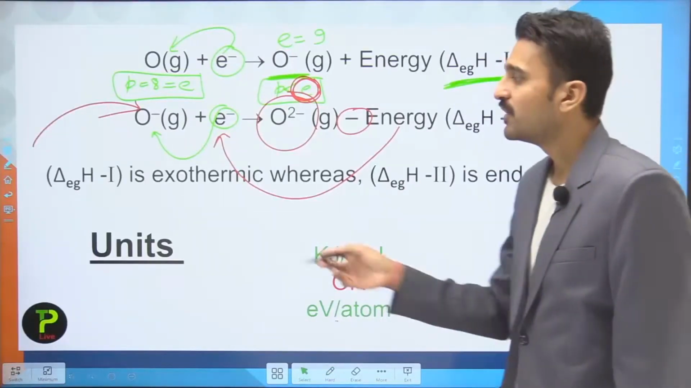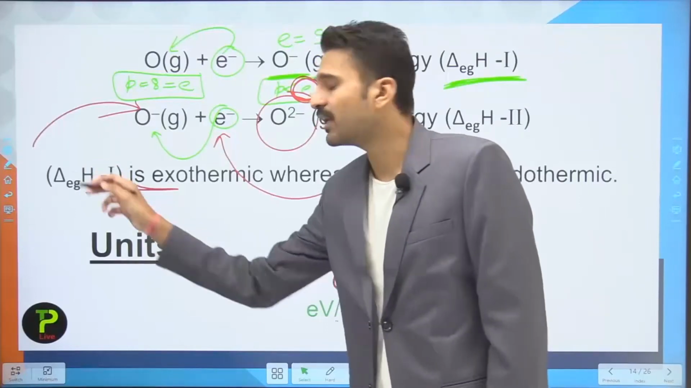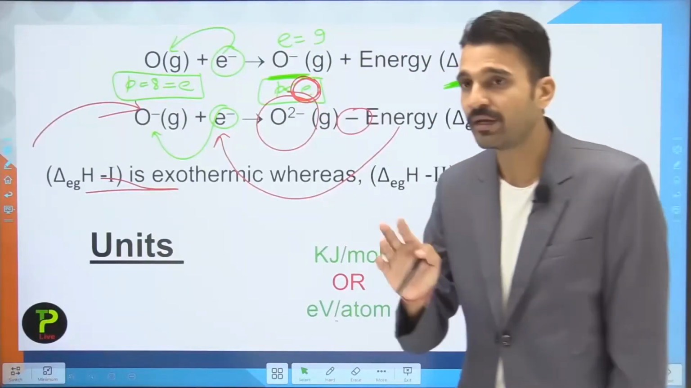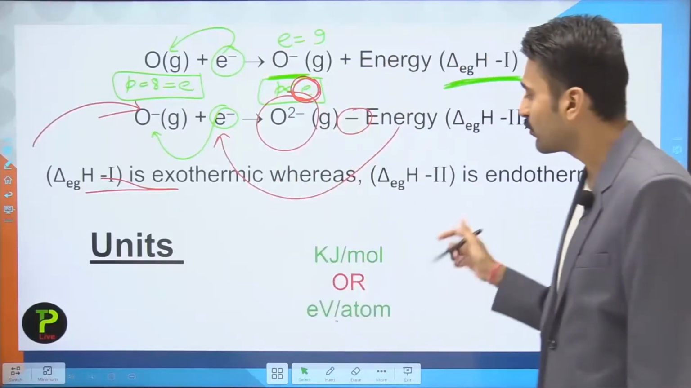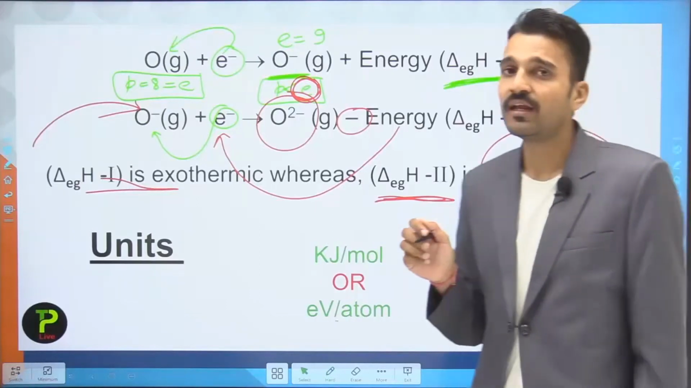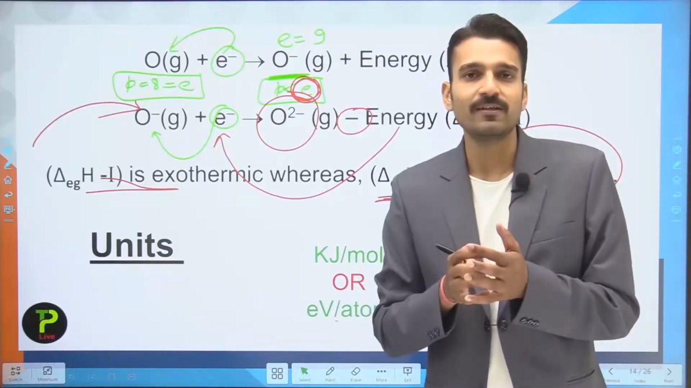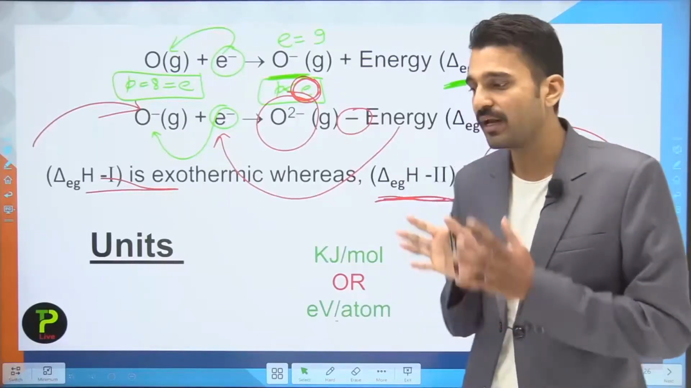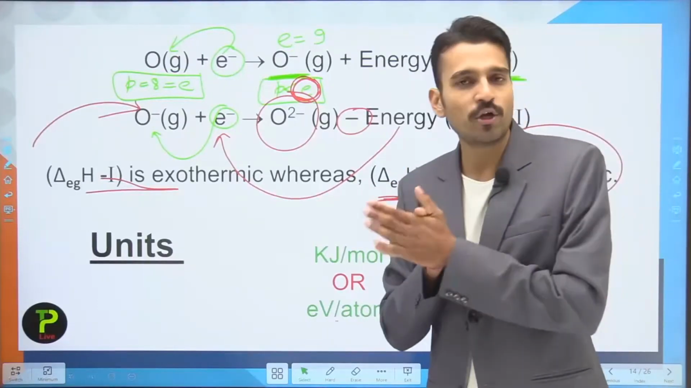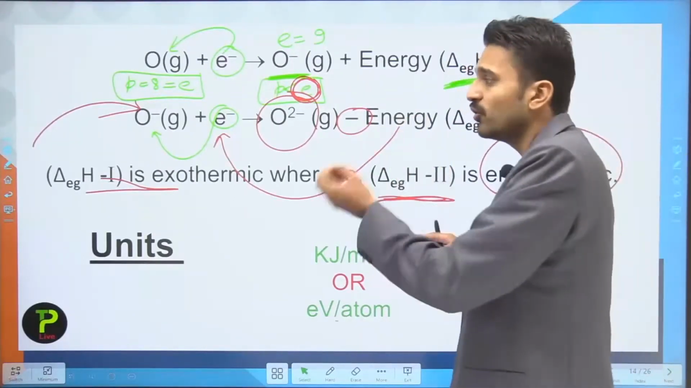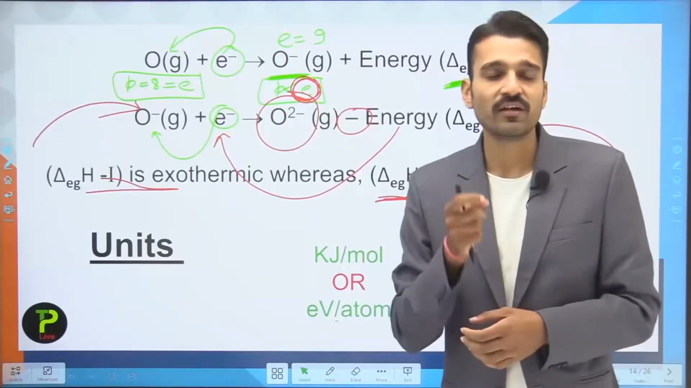The first electron gain enthalpy can either be positive or negative depending upon the nature of the element, but the second electron gain enthalpy is always endothermic. Why? Because there is a repulsion between the electrons and it repels the incoming electrons. So we would require an extra amount of energy for the electron to get fitted in the outermost shell.